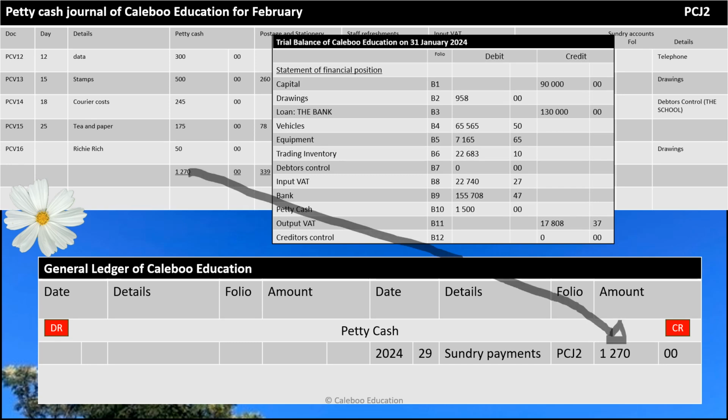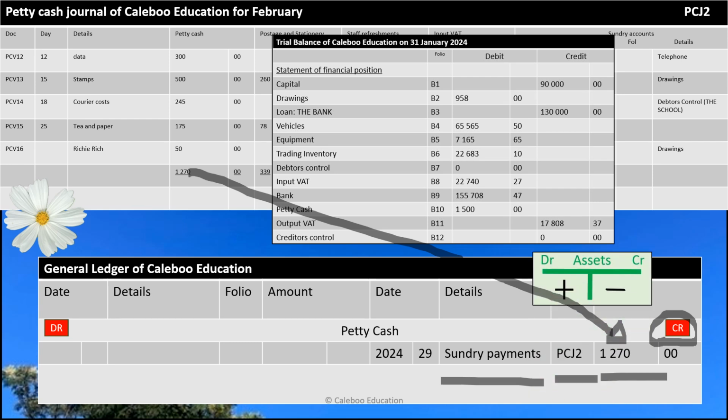to the general ledger. And why did I credit the 1270? Total payments, sundry payments from the petty cash journal? Because petty cash is an asset. And there was a decrease in the balance of petty cash, a decrease in assets. So the account must be on the right hand side, the entry, because there was a decrease in assets. And the rule says a decrease in assets, credit the account.